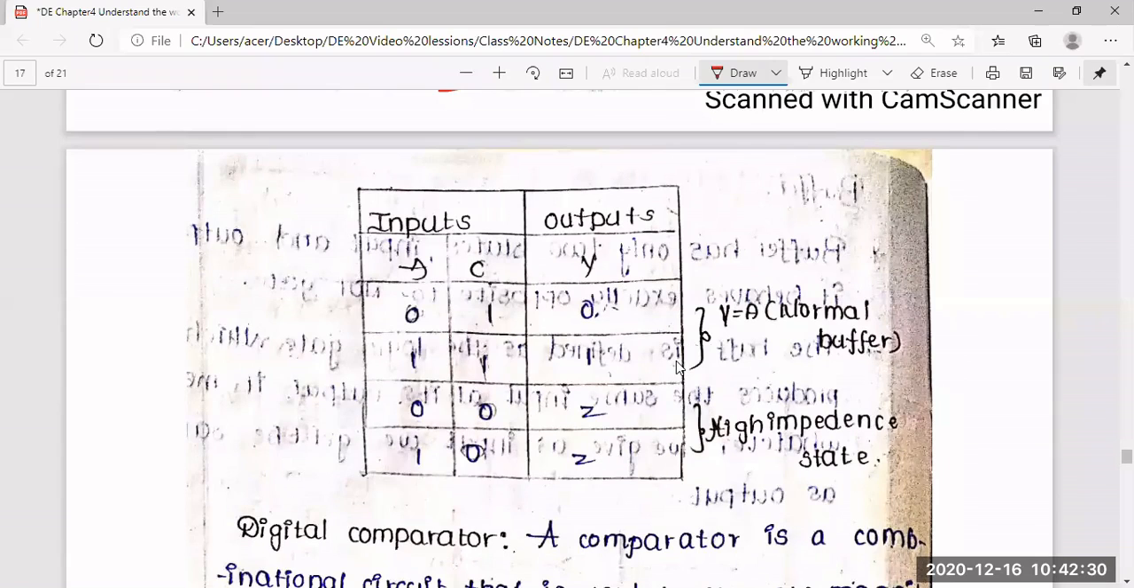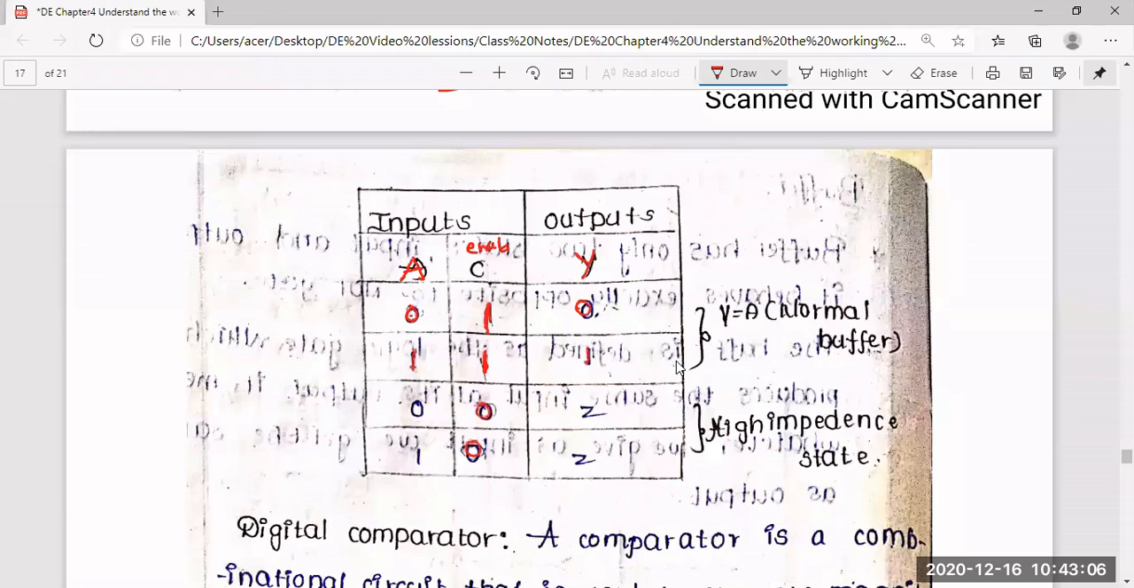Yes, sir. So we have a total of 2 inputs: one is the input state and another is the enable state, and we have only one output. Earlier I discussed the truth table: whenever this enable state is high, it behaves exactly as a buffer, that is, input 0 gives 0, input 1 gives 1. But whenever this enable input is low, it is in the other state.